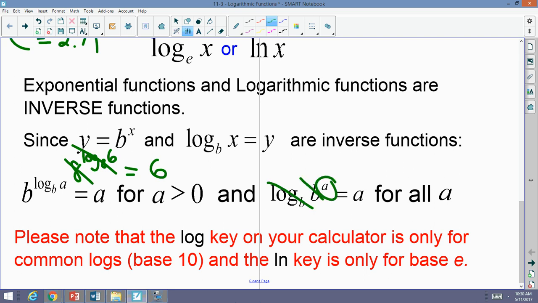So if I have a base raised to the log of that same base, they cancel. If I have a log of a certain base times the same base, they cancel. Okay? And again, please note the log key on your calculator is only for common logs, base 10, and the ln key is only for natural logs, base e. A lot of times people will see log base 2 of 12, and they'll go, oh, log of 12. You're going to get it wrong, because log base 2 of 12 is way different than just the log of 12. Okay?